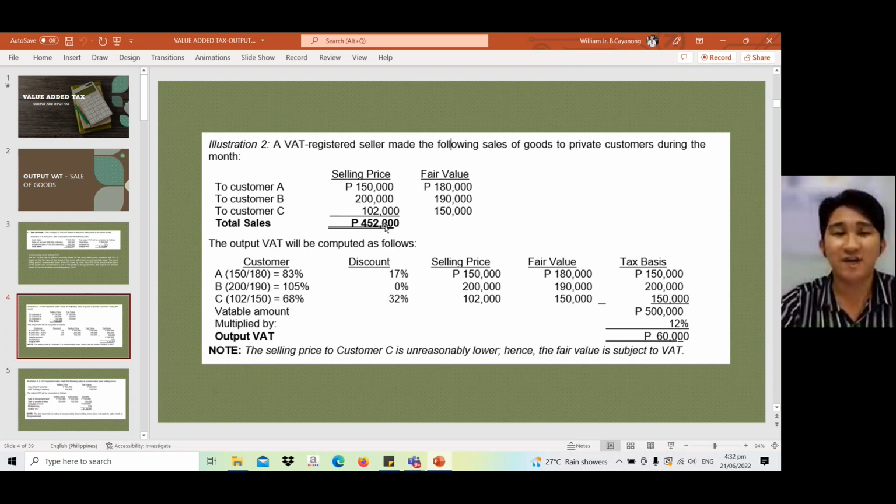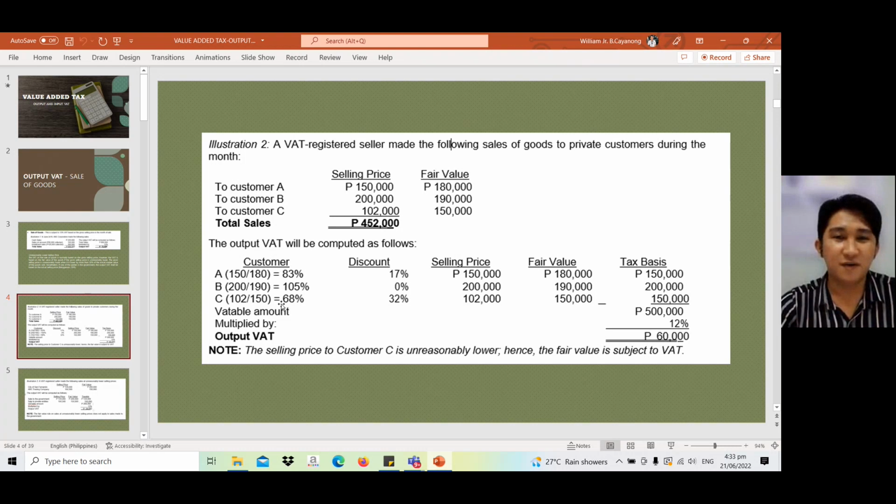So how will we know if the percentage is unreasonably lower? We simply divide the selling price by its fair value and get the percentage. So A, that's 150 divided by 180, selling price over the fair value, that's 83%. Therefore, ang discount niyan is 17%. Customer B, 200 over 190, that's 105%. So wala po tayong discount. Wala pong unreasonably lower selling price. In fact, mas mataas pa ang selling price kaysa sa fair value.